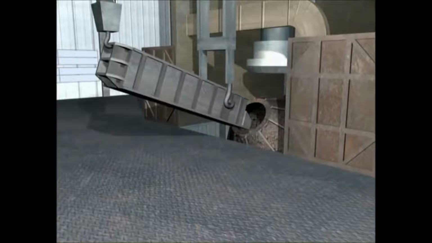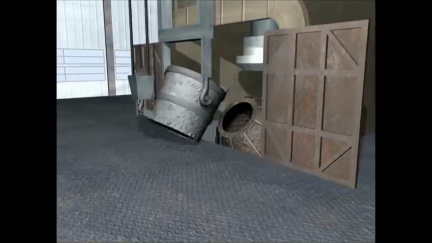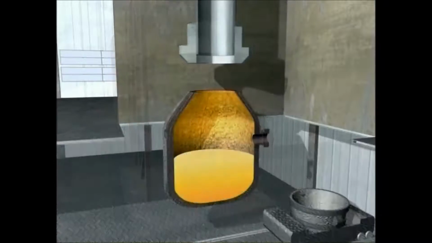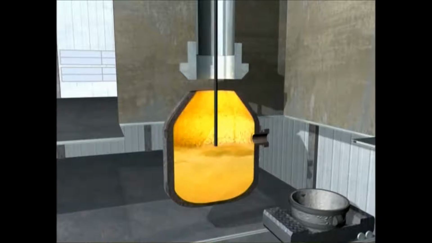First, scrap steel is put into the vessel. And then the hot metal is added, which may have been pre-treated to remove elements such as sulfur. A lance then blows high-purity oxygen onto the hot metal at about twice the speed of sound. The oxygen combines with impurities, and this oxidation produces heat.